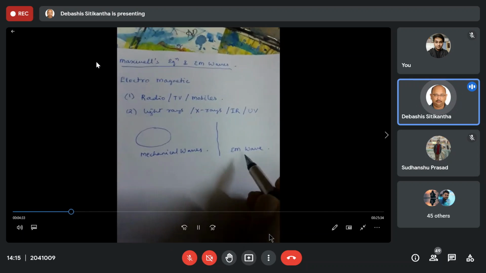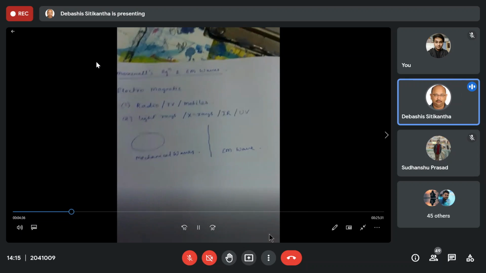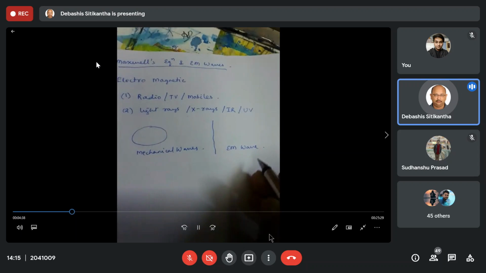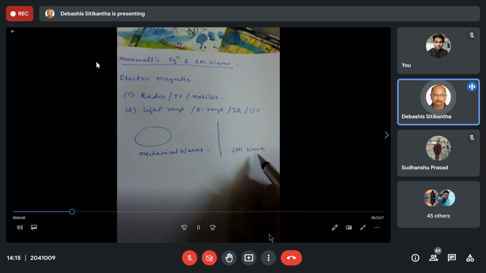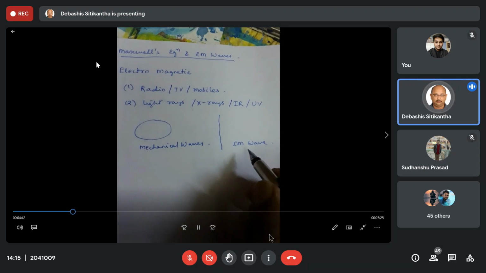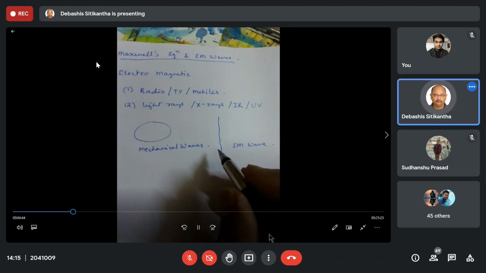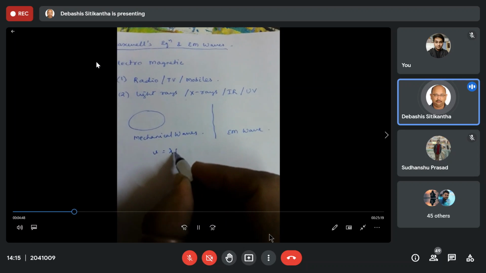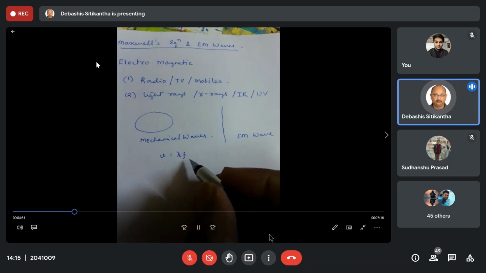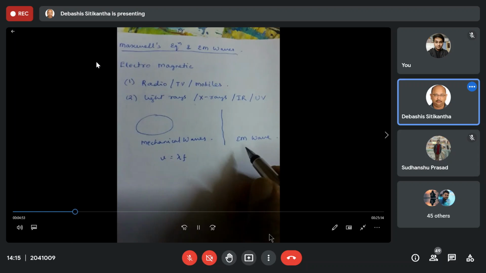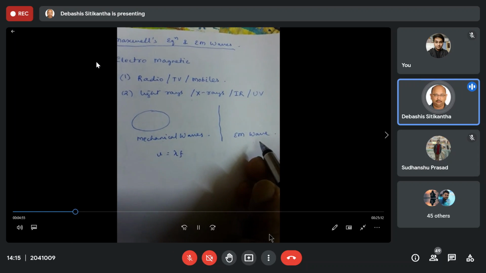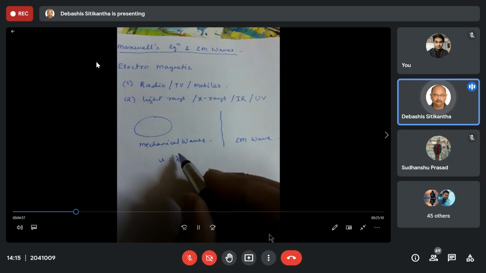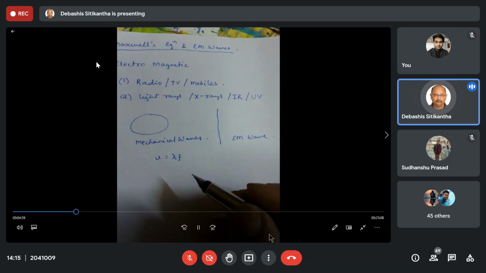Now, obviously, these electromagnetic waves, no doubt, are going to have the same basic properties of any wave. For example, velocity will be equal to lambda into f. All these things are the same for both of these waves, because after all, an electromagnetic wave is nothing but a wave. But unlike a mechanical wave, an electromagnetic wave is a little bit different.